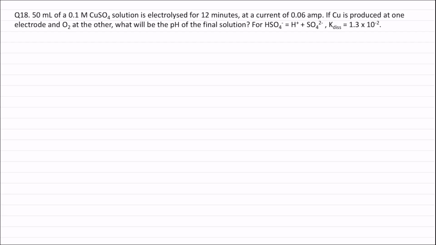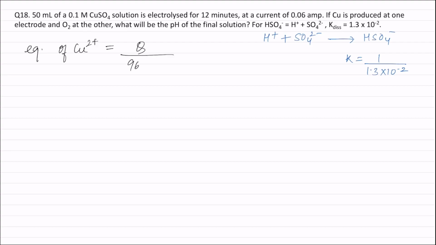Now the value of K for the reaction H⁺ + SO4²⁻ forming HSO4⁻ will be equal to 1 by 1.3 × 10⁻². Equivalents of copper liberated will be equal to Faradays of electricity, which is equal to Q divided by 96500 coulombs. The value of Q will be equal to I × T. The value of current is given as 0.06 ampere. Time is given as 12 minutes.